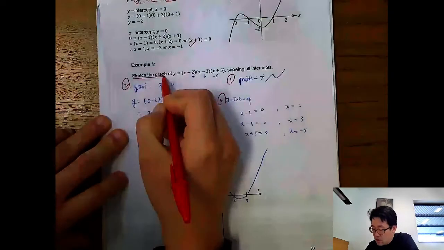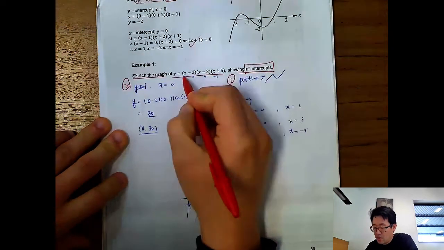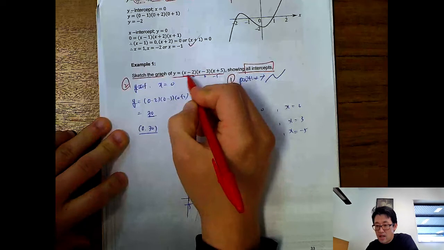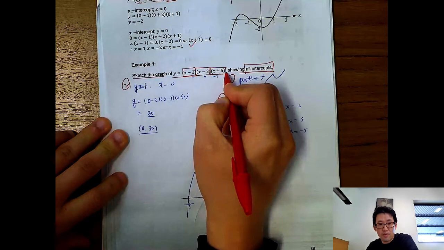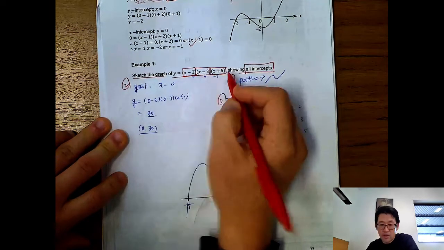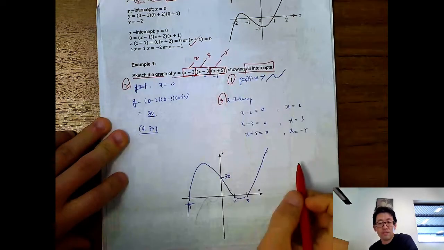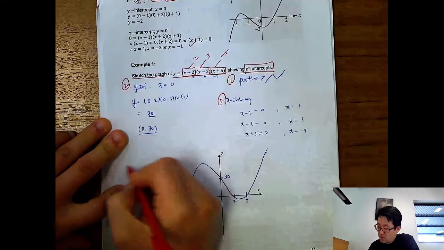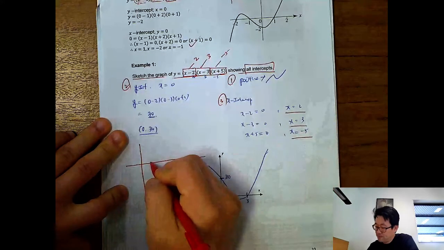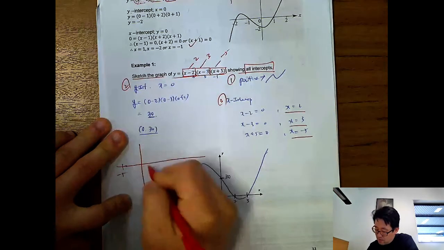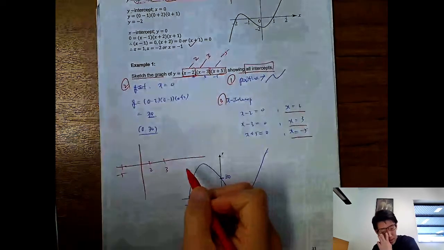Okay. Sketch the graph showing all intercepts. From that, how many brackets are here? 1, 2, 3. Therefore, we have 3 x-intercepts. Good. 2, 3, minus 5. So I know this will touch minus 5, 2, and 3. I'll touch those 3 points.